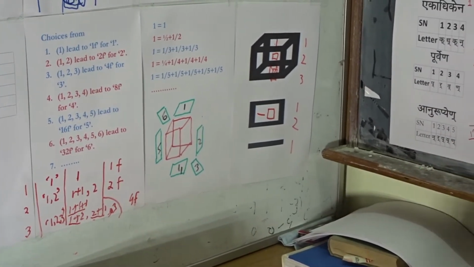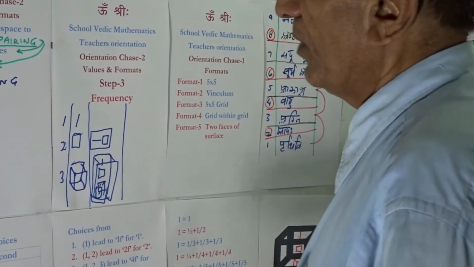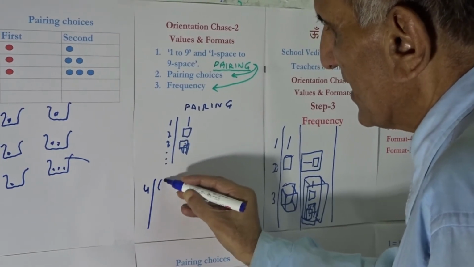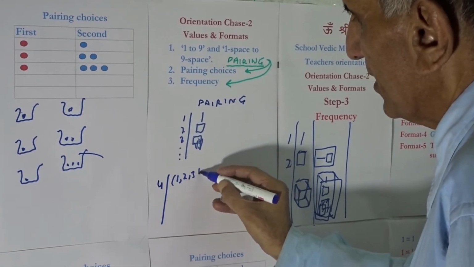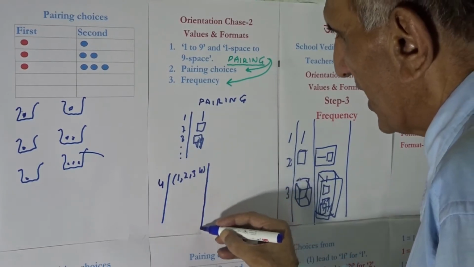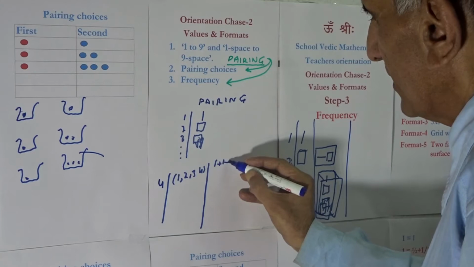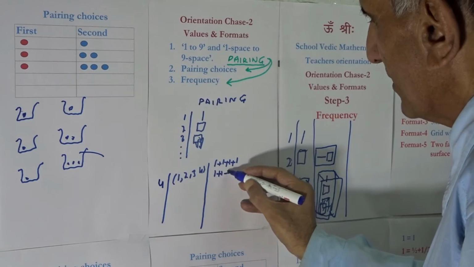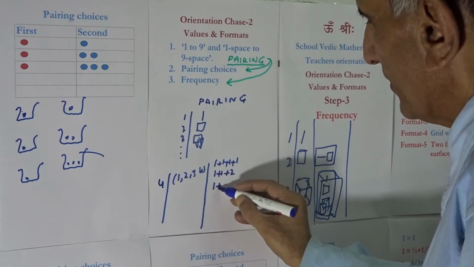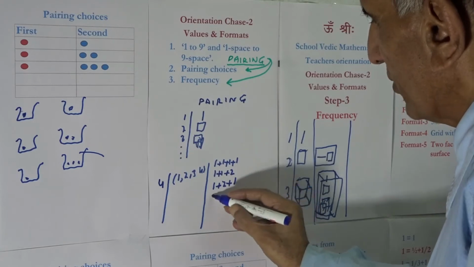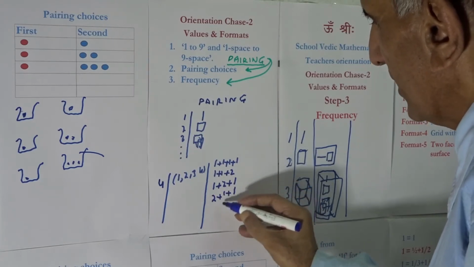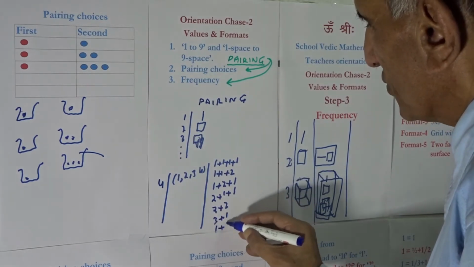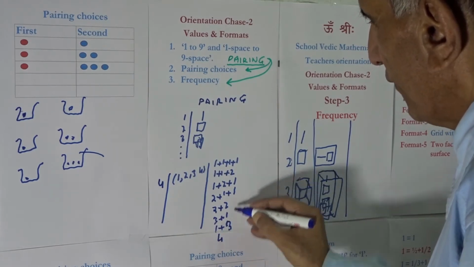A step ahead, when we want to reach value 4 by having choices from a set of values 1, 2, 3, 4, then we see that we can reach it by 1 plus 1 plus 1 plus 1. Then we can reach it by 1 plus 1 plus 2. You can reach it by 1 plus 2 plus 1. Then you can reach it by 2 plus 1 plus 1. Then you can reach it by 2 plus 2. Then you can reach it by 3 plus 1 and 1 plus 3. And also we can reach it as 4.